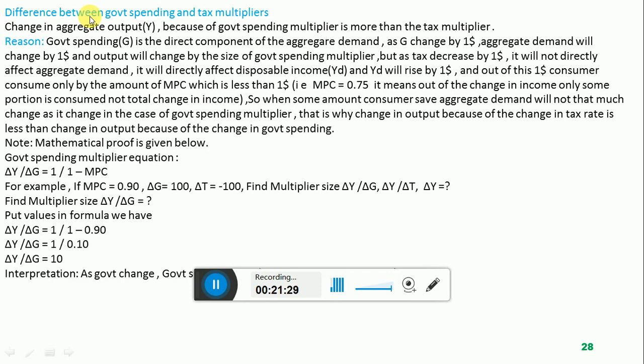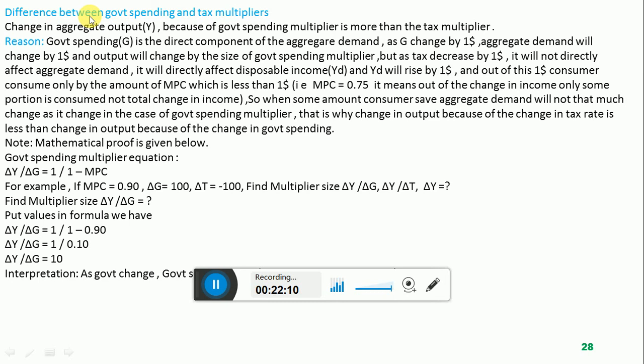I am again repeating, what is the difference between the government spending multiplier and the tax multiplier? The major difference is this: the change in aggregate output level because of the change in government spending is more, but the change in aggregate output level because of the change in tax rate is less. Output will change more when government spending changes, but output will change less when the tax rate changes. This is the major difference between the two types of multipliers, the government spending multiplier and the tax multiplier.